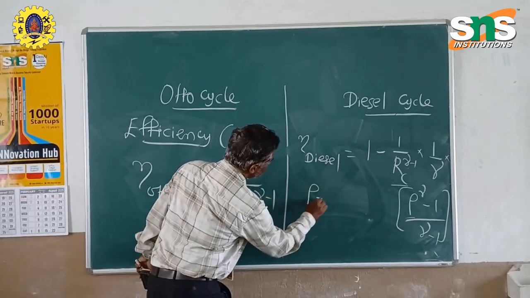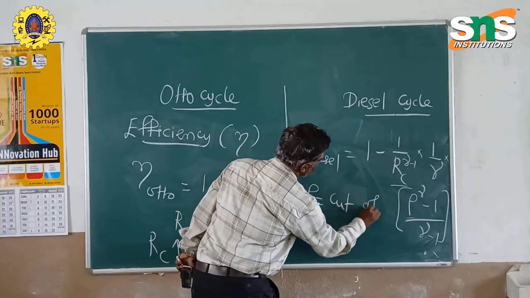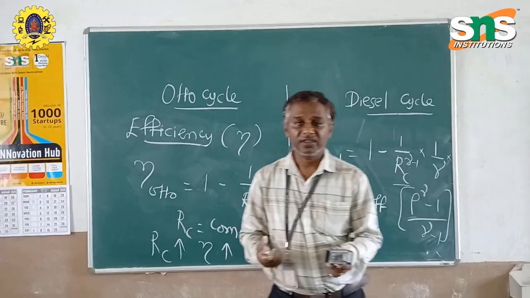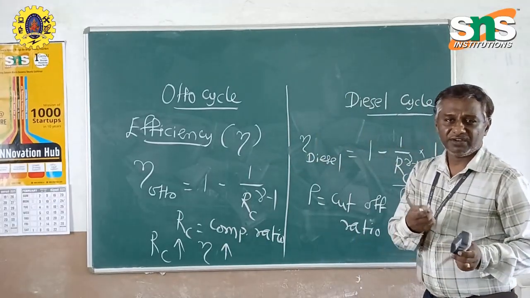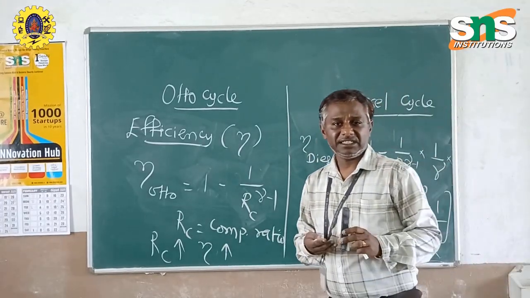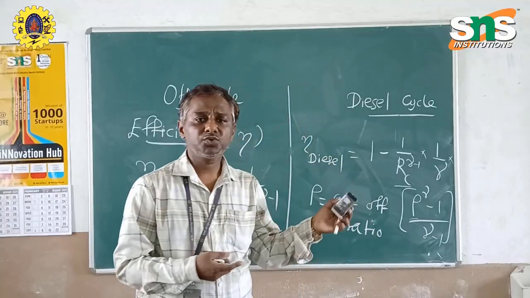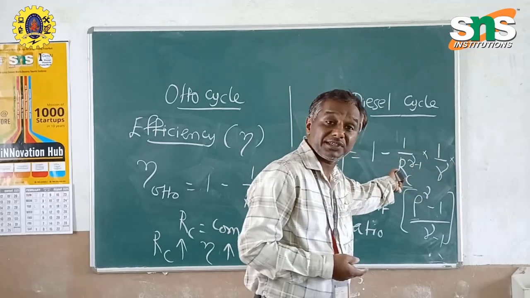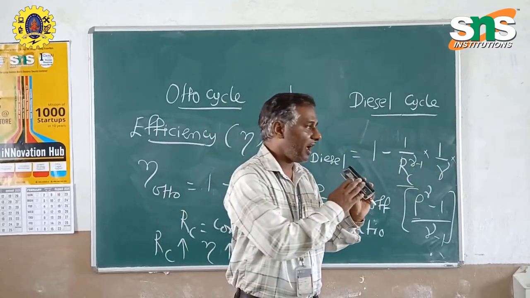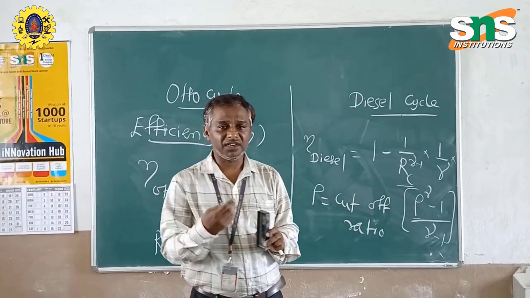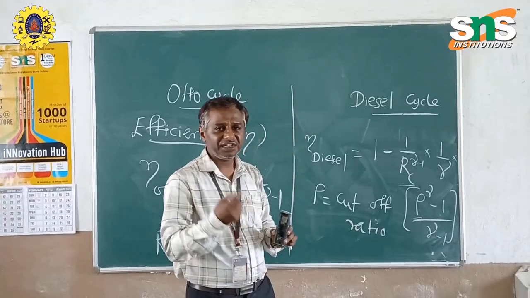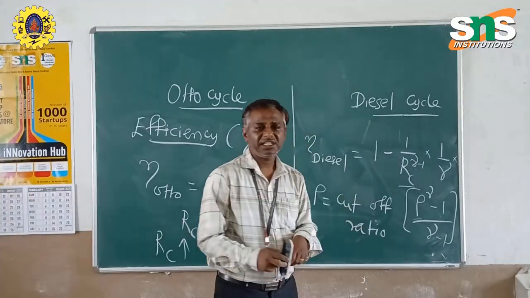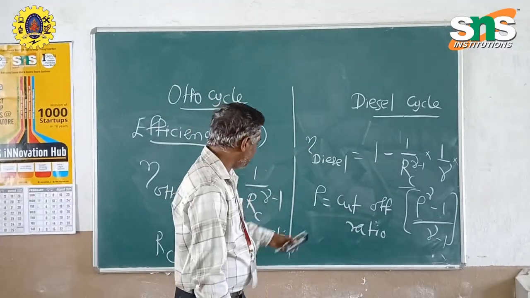So rho here is the cutoff ratio. This is the cutoff ratio where the fuel is cut off. So we have a heat addition process, in process number 2 to 3. In the Otto cycle it is constant volume heat addition; here it is constant pressure heat addition. So this is the point at which the fuel is cut off, and the ratio means the volume ratio during the heat addition process. That is the cutoff ratio.